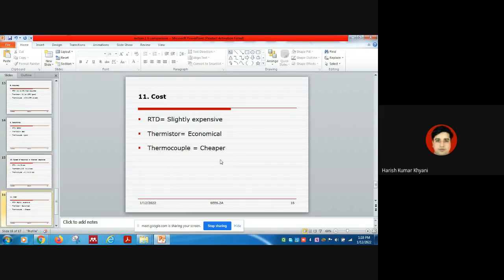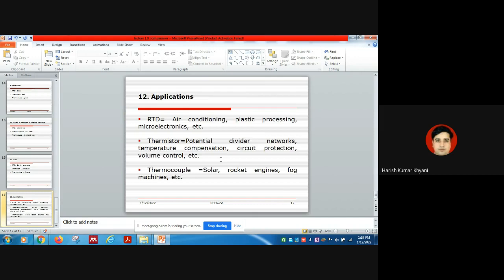Next is cost wise. If we compare, then the RTD is slightly expensive and thermocouples are the cheapest among these three devices. And the last and most important point is applications.